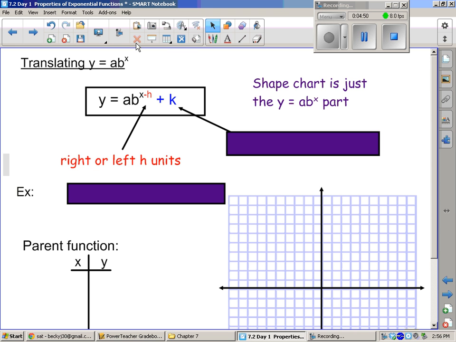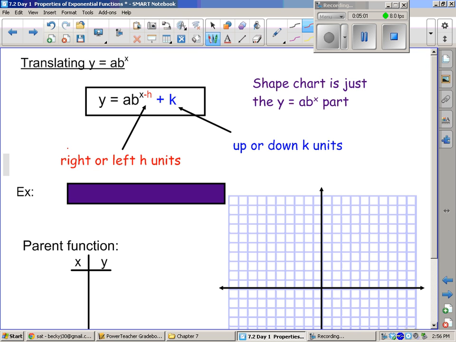So that's the backwards thing, always. Just like it was with parabolas, absolute values, square roots, everything. Now, the right is a minus and the left is a plus. Correct, when you see that up there. And then K, up is plus and down is minus, like you'd normally think. Okay. In the shape chart stuff, same stuff we've always done before.